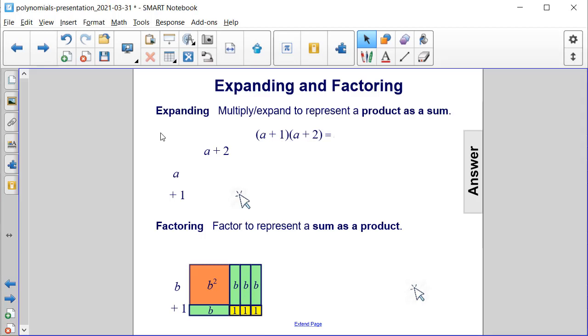Expanding and factoring. We multiply or expand to represent a product as a sum. So if we had this product, a plus 1 times a plus 2, how could we expand it and write it as the sum of multiple terms? Well, we can do it in a couple of ways. The first way that we're going to do is visually.